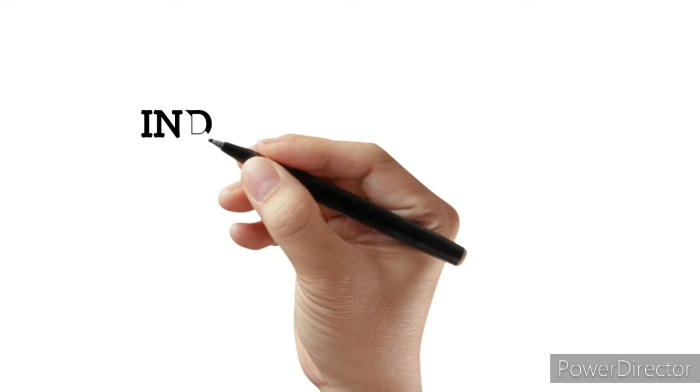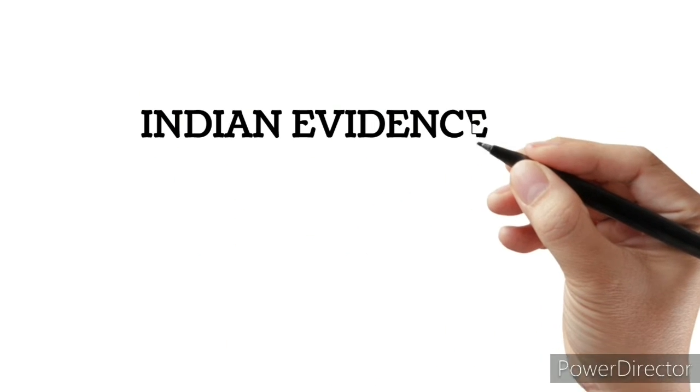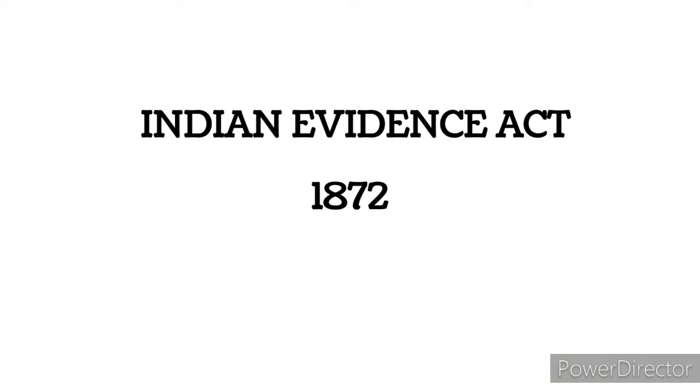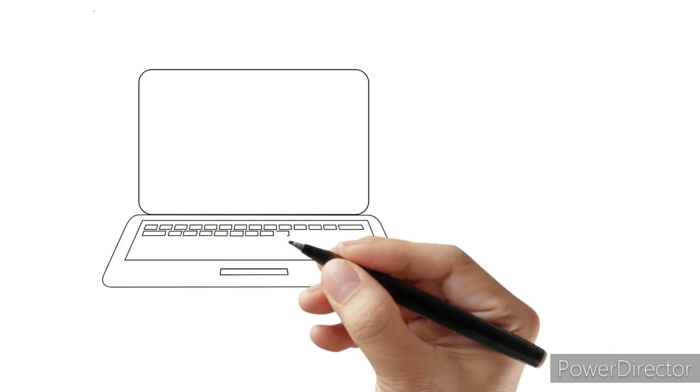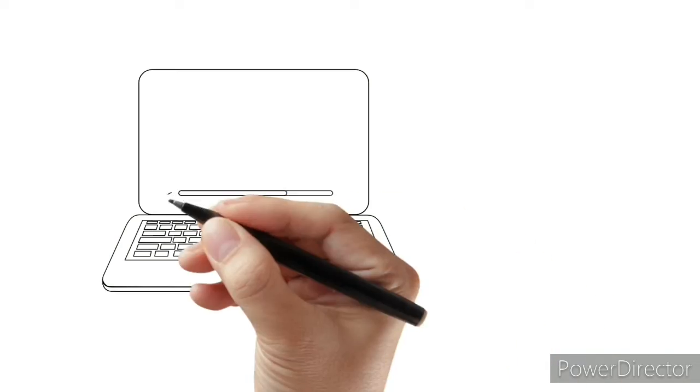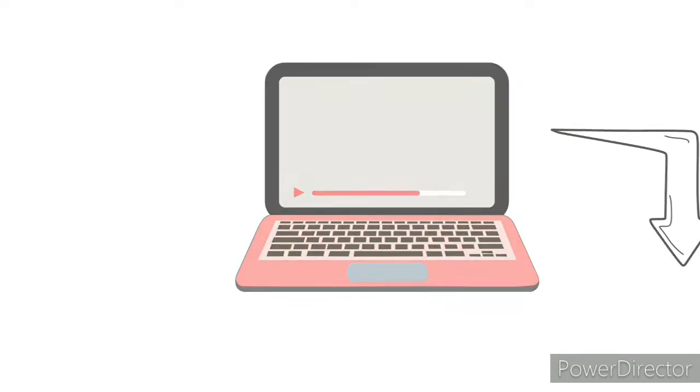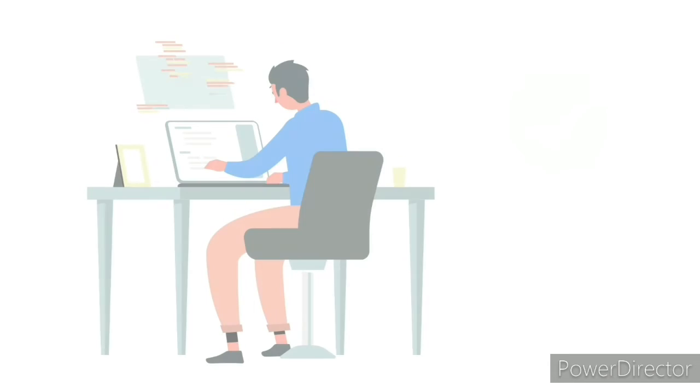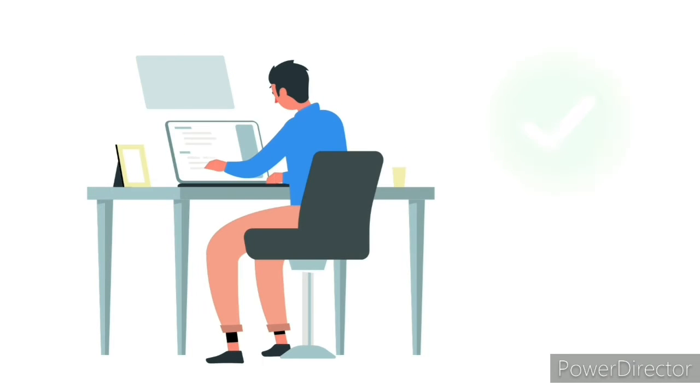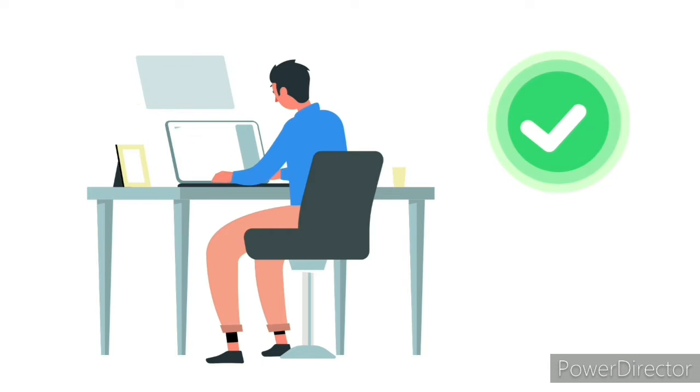In the previous video we had discussed documentary evidence under Chapter 5 of the Indian Evidence Act of 1872. If you have not seen that video, you can go and check it. The link is in the description below. In today's video we are going to move on with Chapter 5 and talk about public documents and presumptions as to documents.